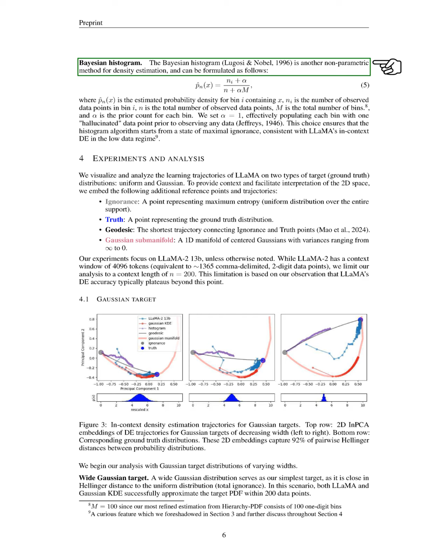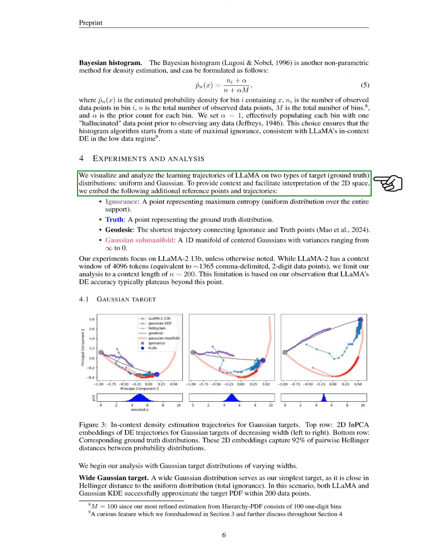This method estimates the density for each bin based on the number of observed data points, incorporating a prior count to ensure a starting point of maximal ignorance. In our experiments, we analyze the learning trajectories of Llama on uniform and Gaussian distributions. To aid interpretation, we include reference points such as a point of maximum entropy, the ground truth distribution, and a geodesic path connecting these points.